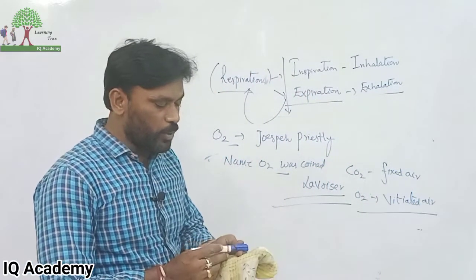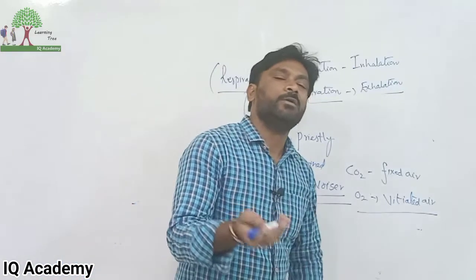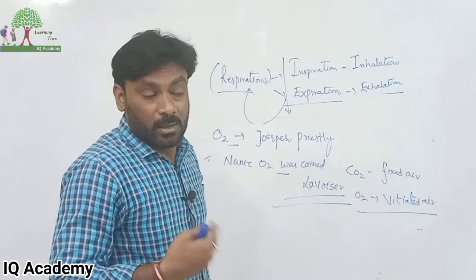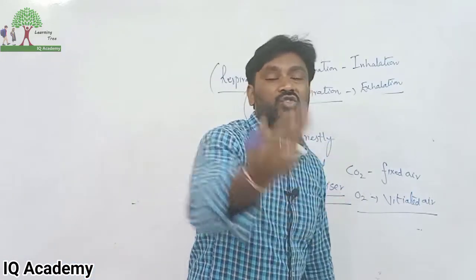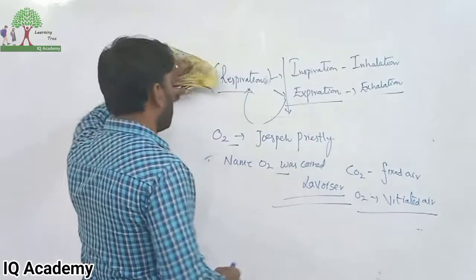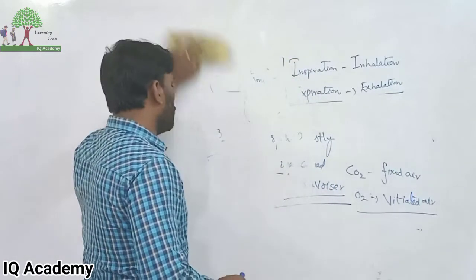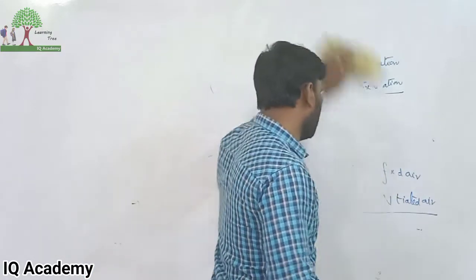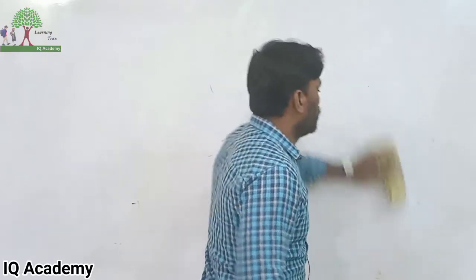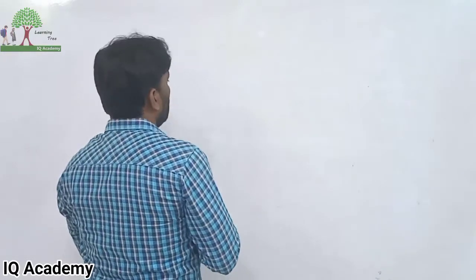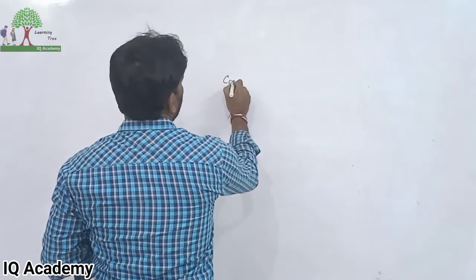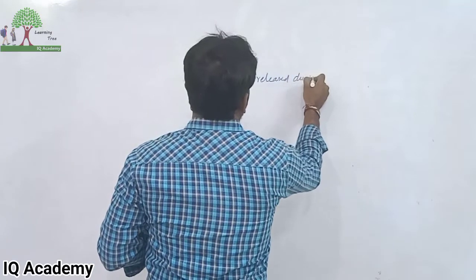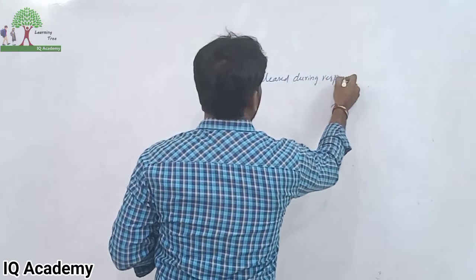And now we are releasing carbon dioxide. We are taking in oxygen. With a small experiment, we can prove that the gas which we are releasing is carbon dioxide. So what is that experiment to prove that the breathing air consists of oxygen and carbon dioxide? A small experiment to show that carbon dioxide is released during respiration in human beings.